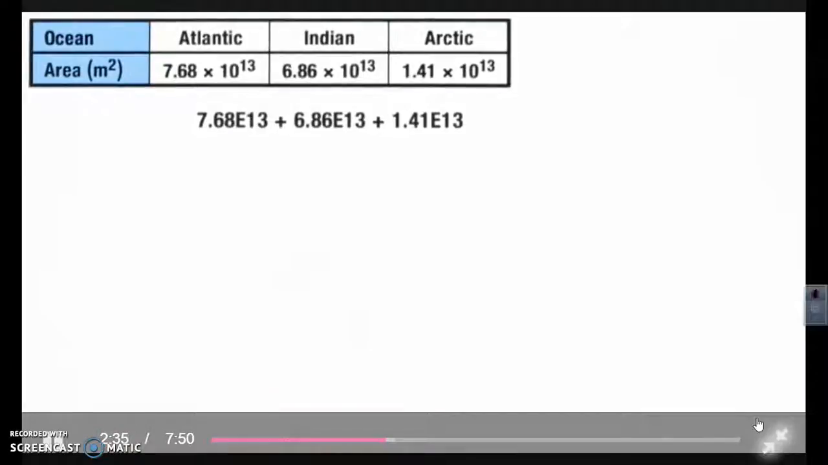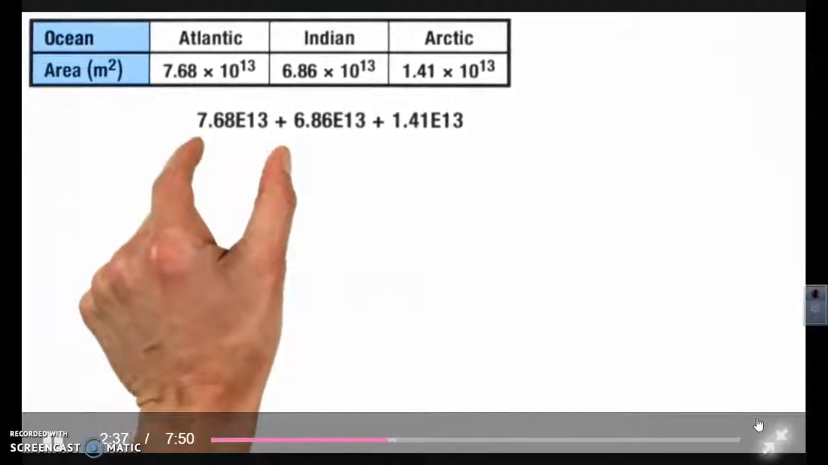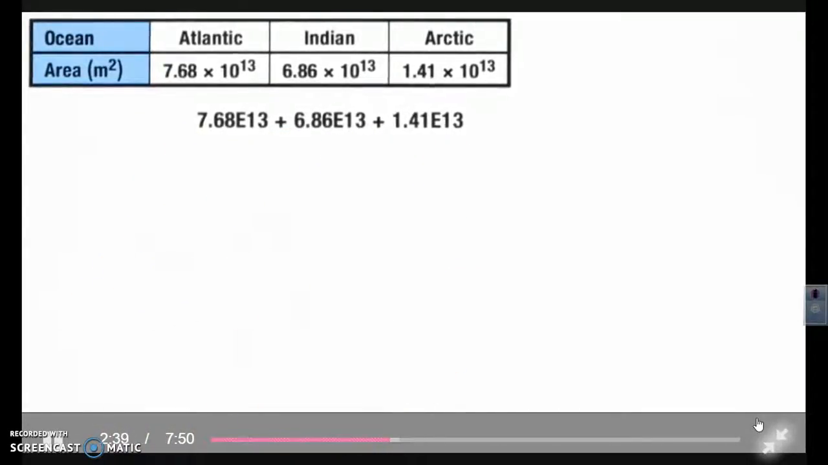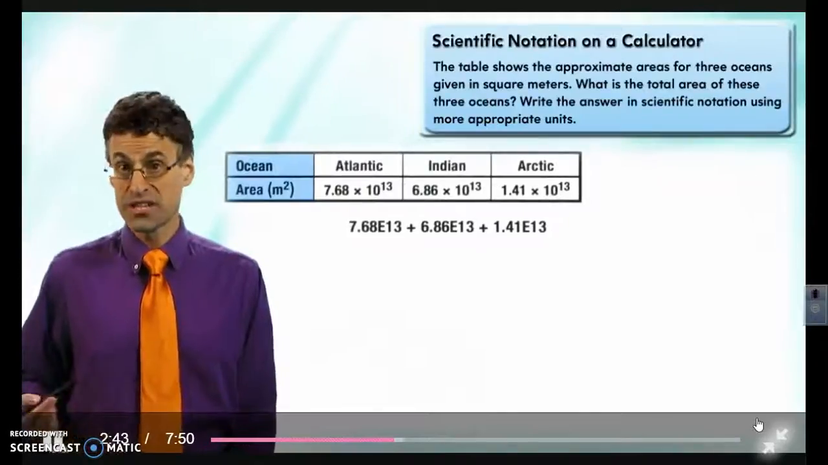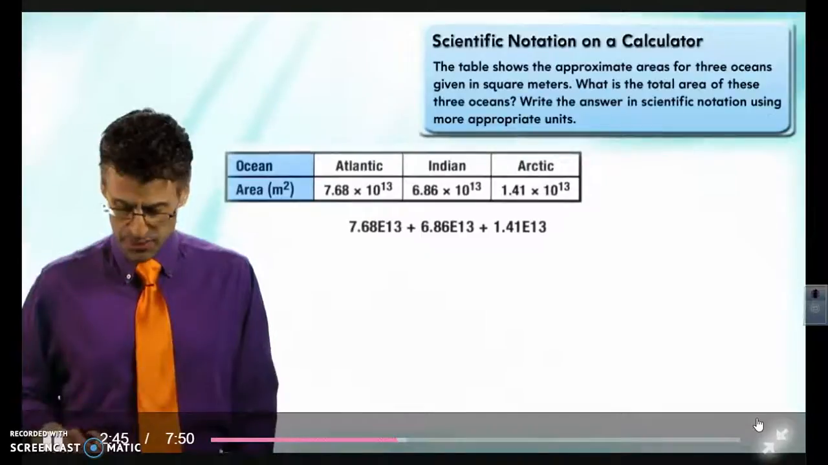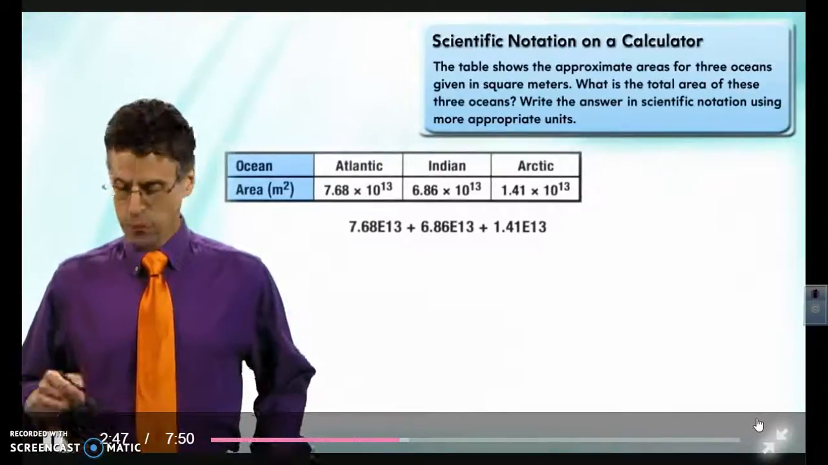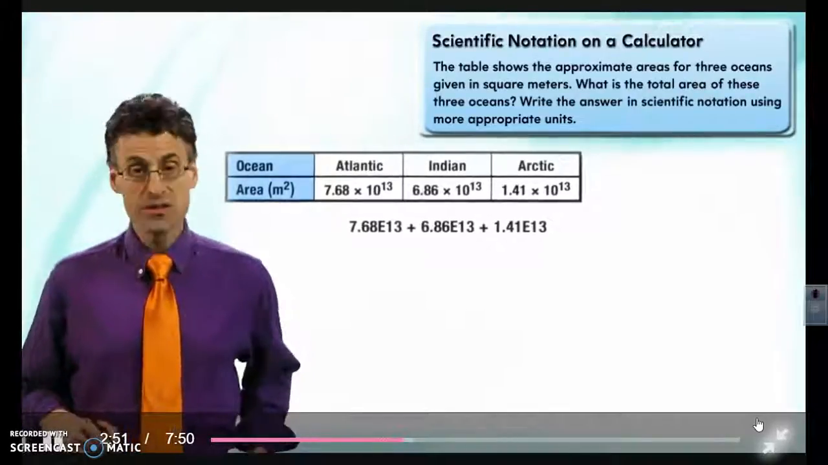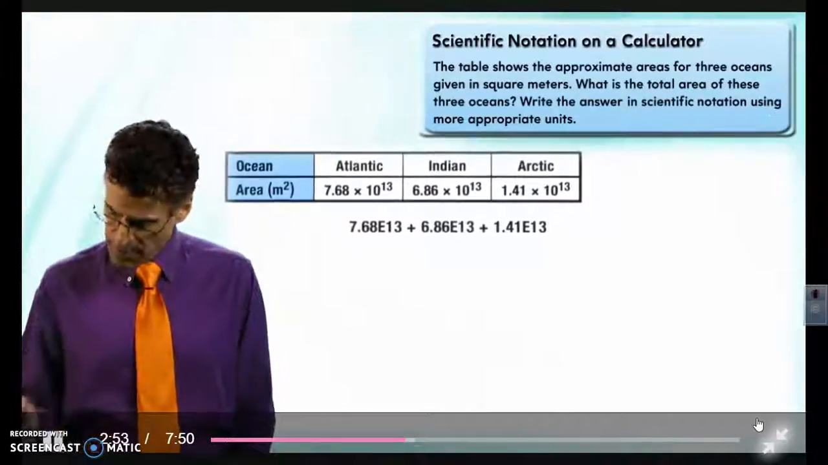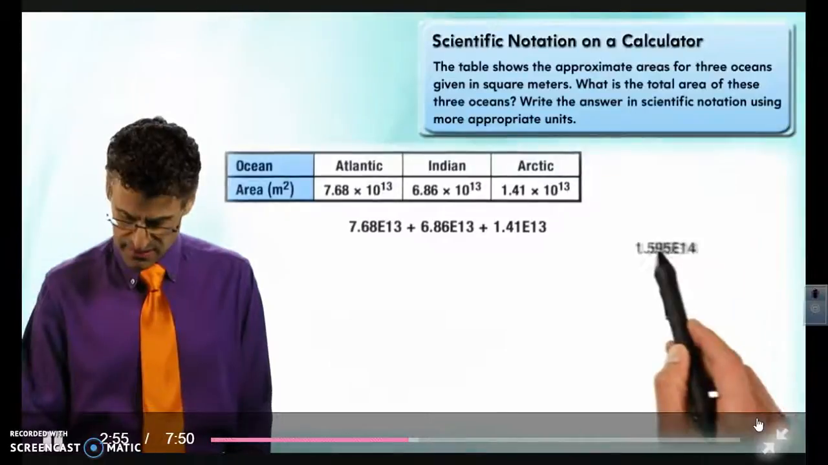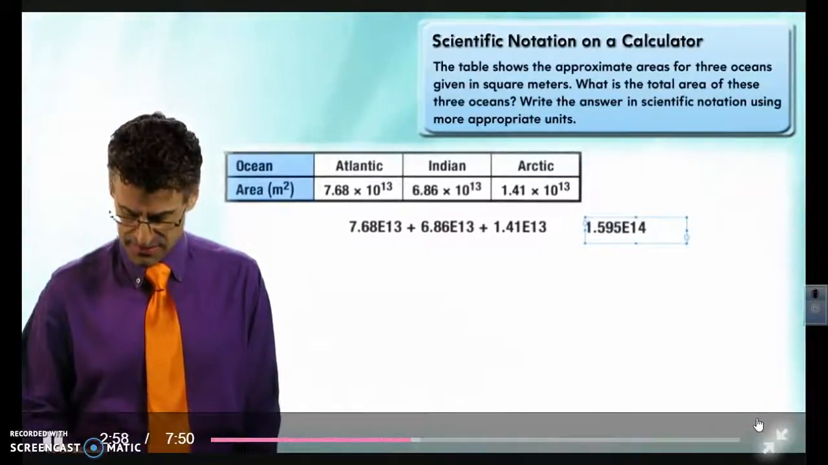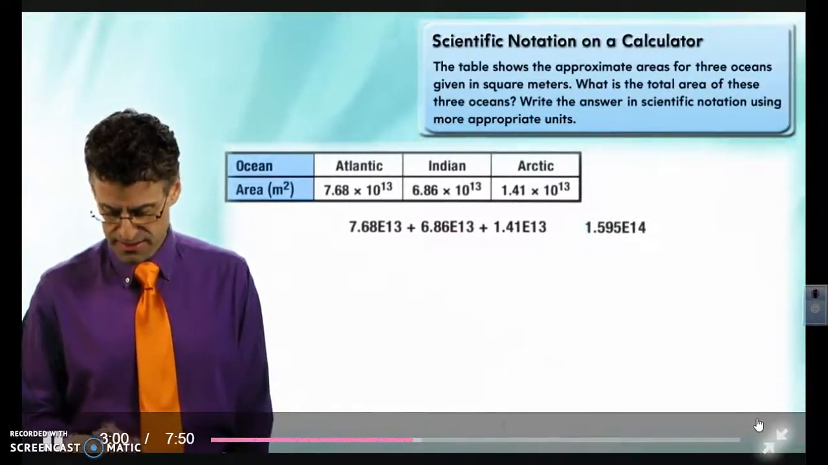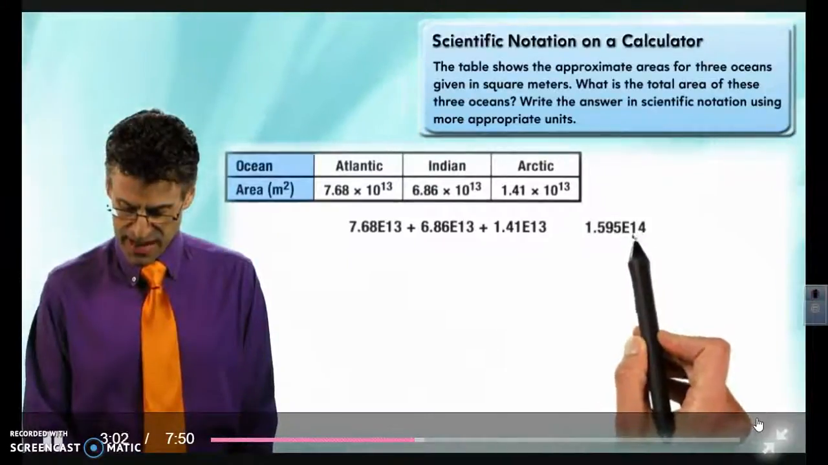So if you want to add them all up, all you have to do is add up the numbers in front, and the units will be E13. In fact, if you add them all up, you'll get 15.95 E13. But we can rewrite that like this, because this is the same thing, but now I have E to the 14.